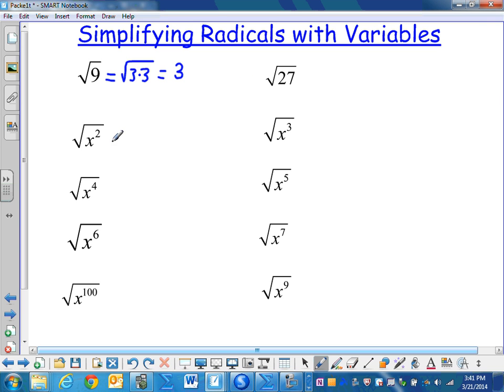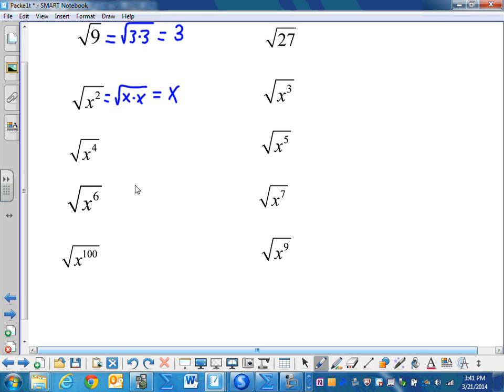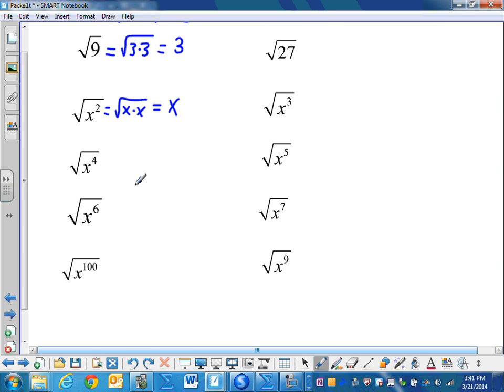The square root of x squared is equal to the square root of x times x. There's one pair of x's under the radicand, so the square root of x squared is equal to x. The square root of x to the fourth is equal to the square root of x times x times x times x. There are two pairs of x's under the radicand, so the square root of x to the fourth is x squared.